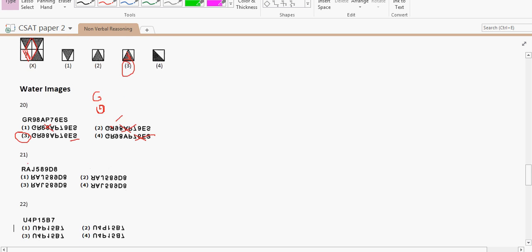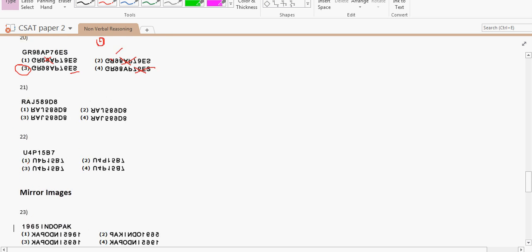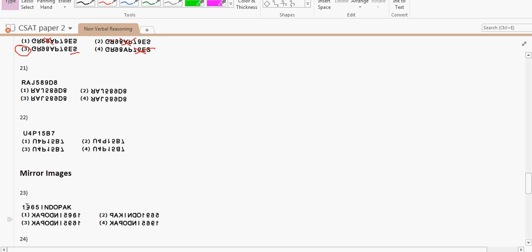Similarly, you can do 21, 22. Now mirror image. Mirror image is where things become lateral. So 1 would come here, 9 would come here, 6 would come here, 5 would come here, and so on, and they are inverted as well. So 1 would become like this, A would remain the same, K would become something like this, right? So you have to just work with options. So in this 9 is wrongly placed, so this is a wrong option.